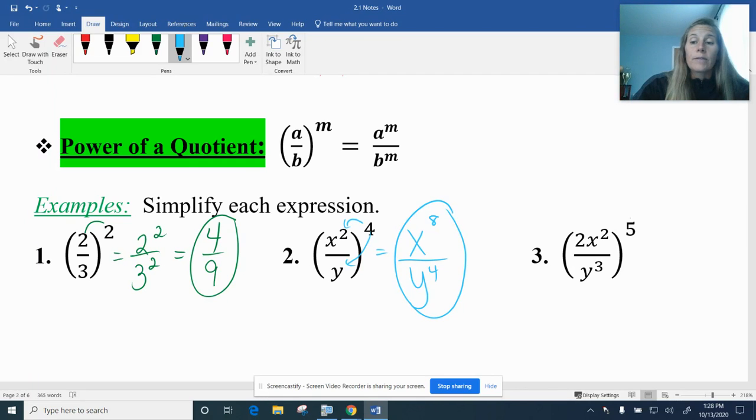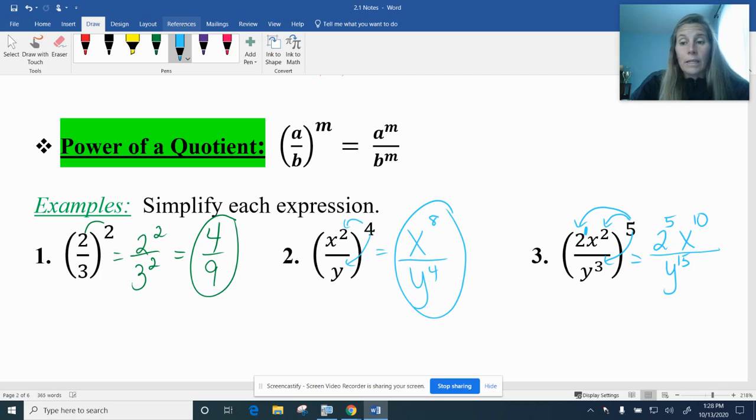And then number 3, this 5 has to go to the 2. It also has to go to my x squared and my y cubed. So this would make it 2 to the 5th times x to the 10th on the top. Notice both times it became an exponent. Now, a lot of people get confused, and they might want to do 2 times 5 here. But remember, this 2 really has an exponent of a 1. So 5 times 1 is 5. So it's 2 to the 5th, x to the 10th, and then on the bottom, y to the 15th. And of course, 2 to the 5th can be worked out to 32. So that's what our final answer would look like there.